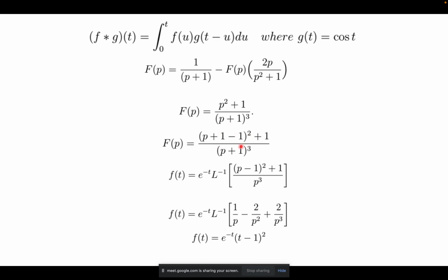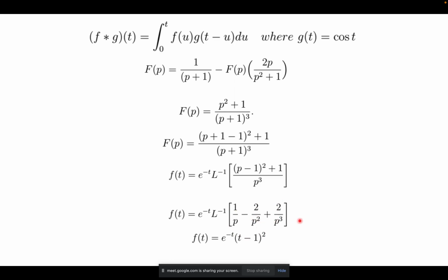Now you need to again take the inverse Laplace transform in order to calculate the function f(t). You see why I subtracted 1 from here, because then you can use the shifting property of Laplace transform. So f(t) is equal to e power minus t times the inverse Laplace transform of ((p minus 1) whole square plus 1) upon p cube. Then you can separate this and write e power minus t times the inverse Laplace transform of 1 upon p minus 2 by p square plus 2 by p cube.